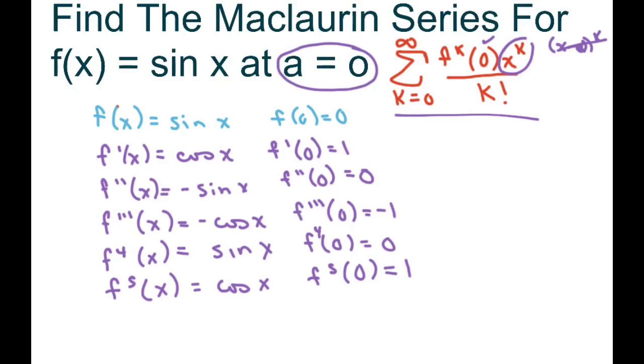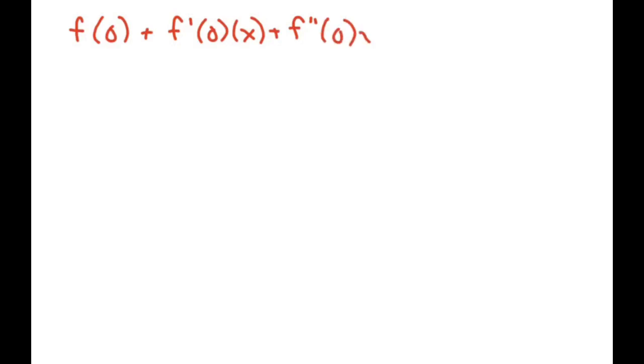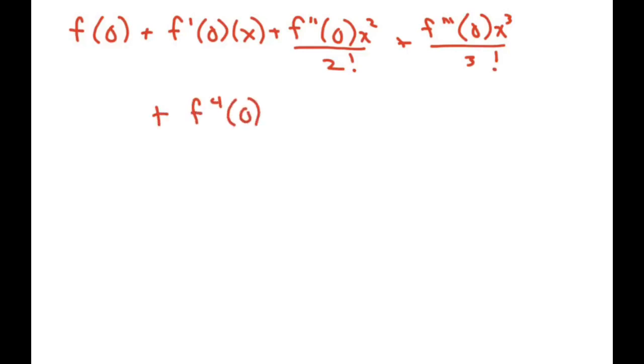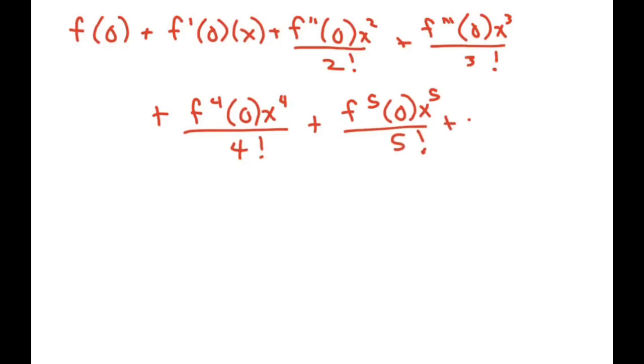So using our formula here, we're going to expand it, and we're going to get f of 0 plus f derivative of 0 at x plus second derivative of 0 at x squared over 2 factorial plus the third derivative of f at 0 x cubed over 3 factorial plus the fourth derivative at 0 x to the fourth over 4 factorial, and then plus the fifth derivative of f at 0 times x to the fifth power over 5 factorial, and so forth.